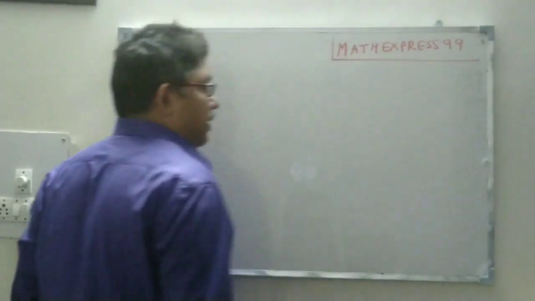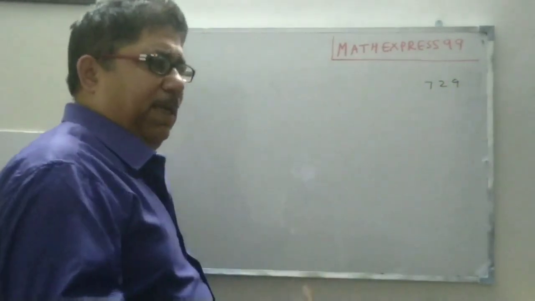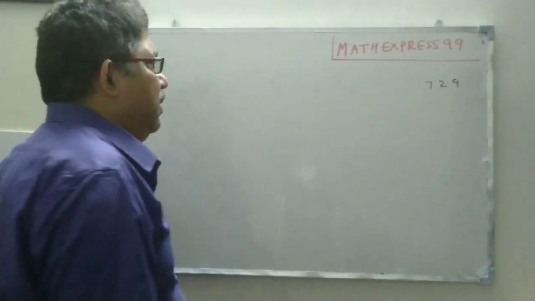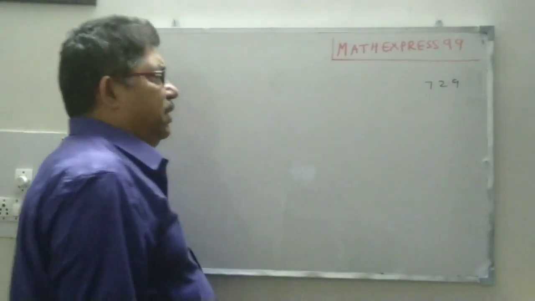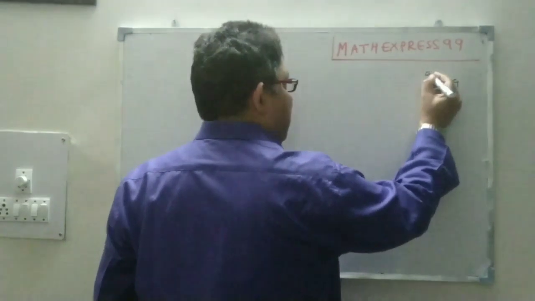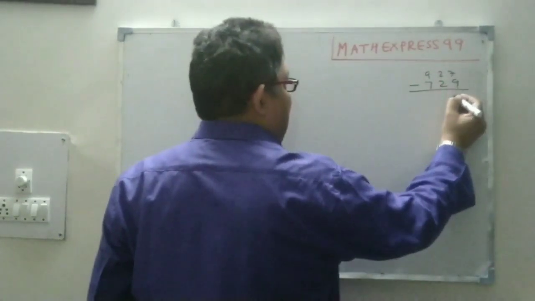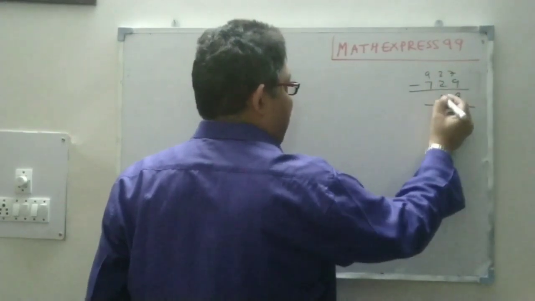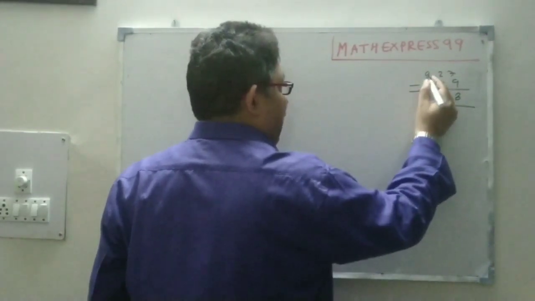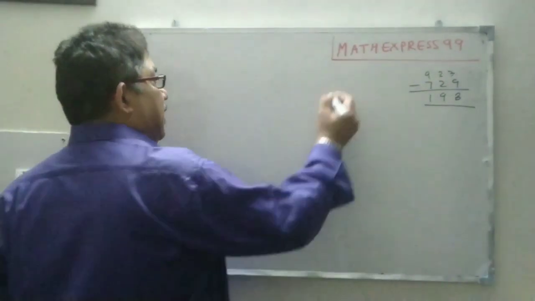Let us take a 3-digit number, say 729, any 3-digit number, any at random I have written. Reverse it. If you reverse it, it will become what? 927. 927 is bigger, so I write 927 on the top. 17 minus 9, 8. 11 minus 2, 9. And I am left with 8 here, 1.